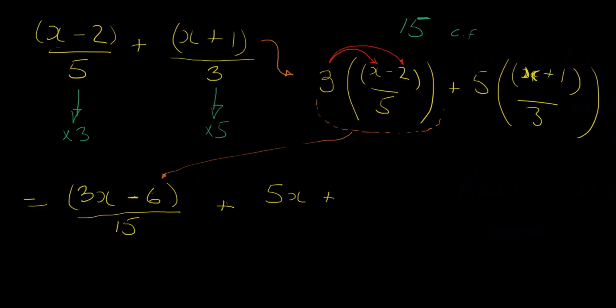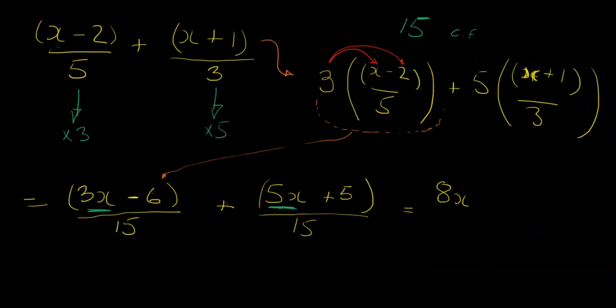What's 5 times 1? Oh, it's times. Yes. It's 5, divided by 15. So let's add up all the x's. How many x's have I got? 3 plus 5, that's going to be 8x. 8x minus 6 plus 5.